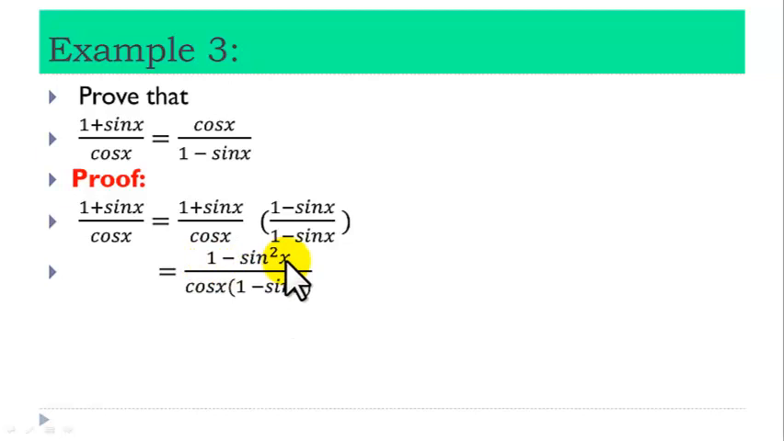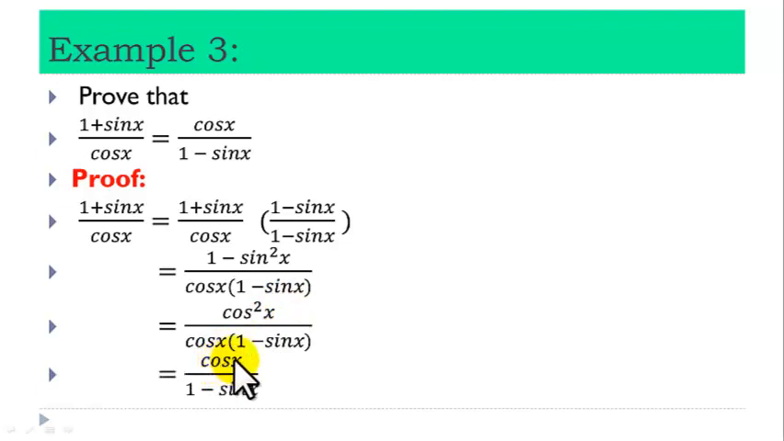But 1 minus sine squared x is cos squared x. So this will give us cos squared x all over cos x times (1 minus sine x). Cos x will cancel cos squared x to give us cos x. So this is therefore equal to cos x all over 1 minus sine x. And that ends the proof.